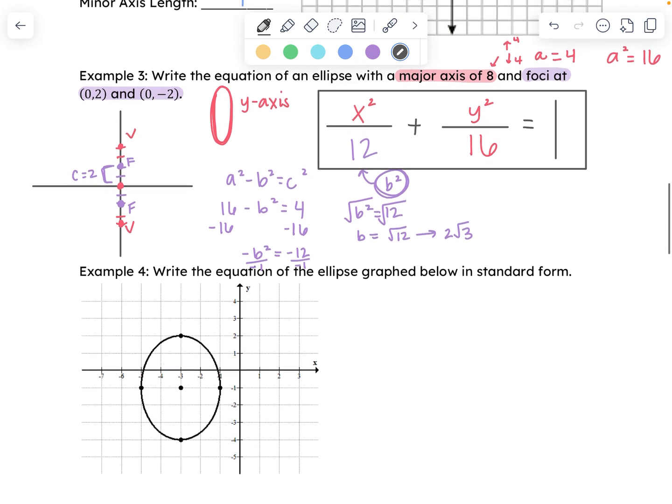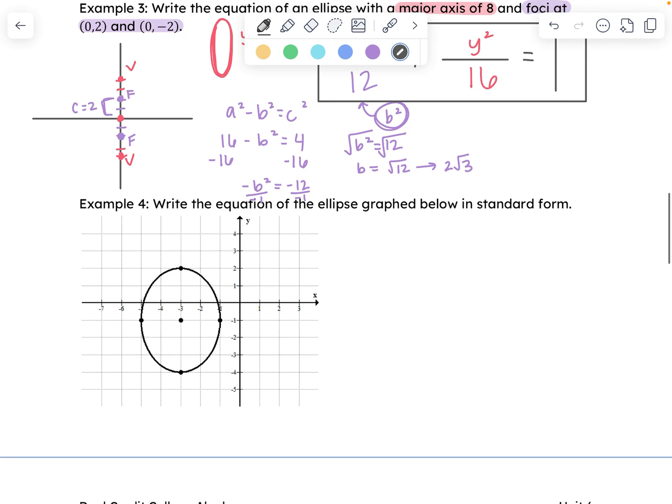And then example 4 is write the equation of the ellipse graphed below. So same thing, I'm going to start with fraction plus a fraction equals 1. In my opinion, this one's a lot easier than example 3 where it just tells you little bits and pieces. I know where my center is. It's drawn for us very nicely right here at negative 3, negative 1. So that means I have x plus 3 squared and y plus 1 squared.